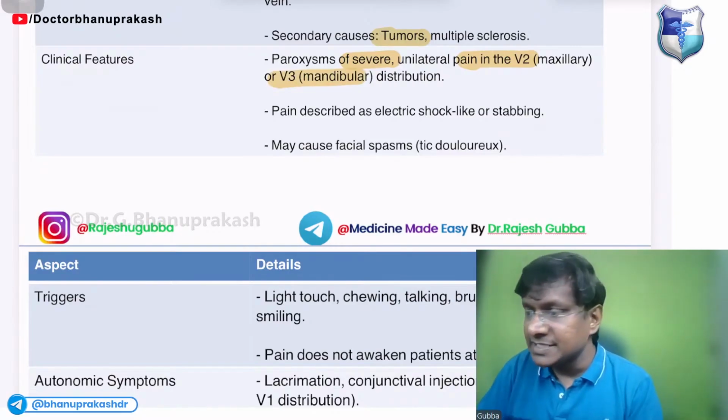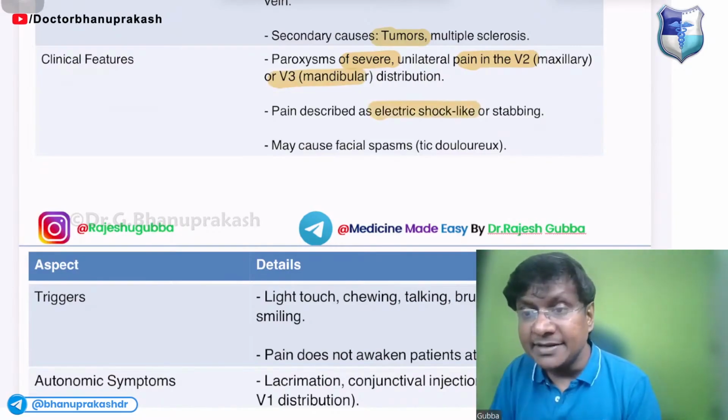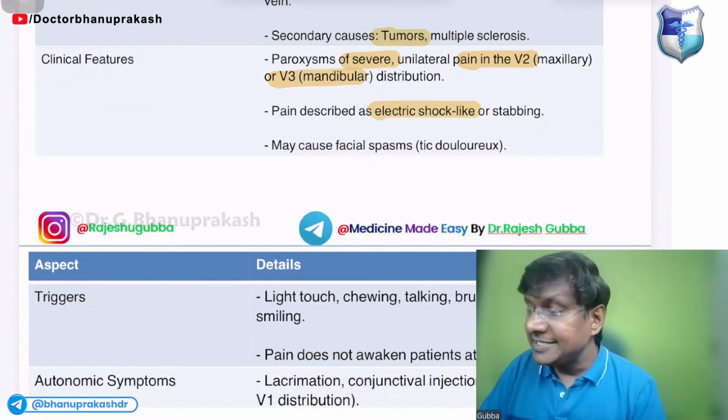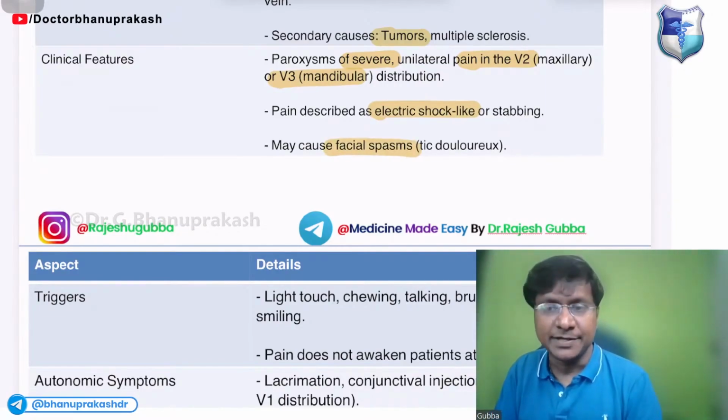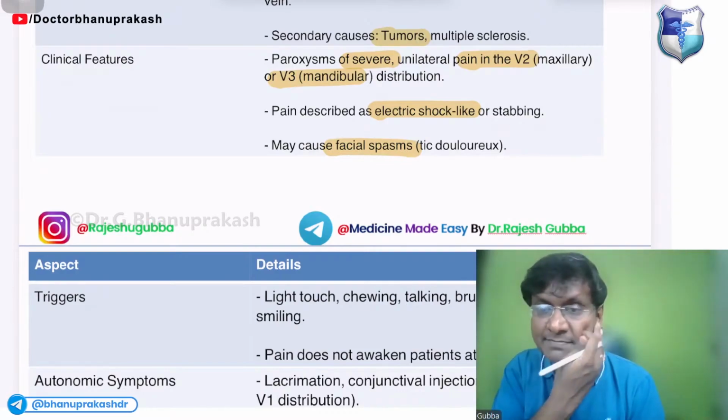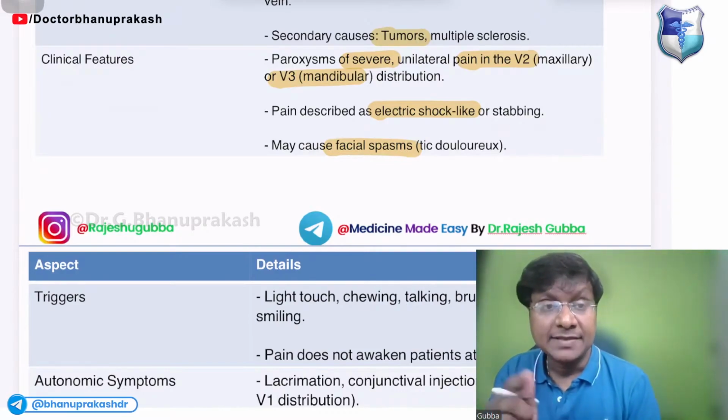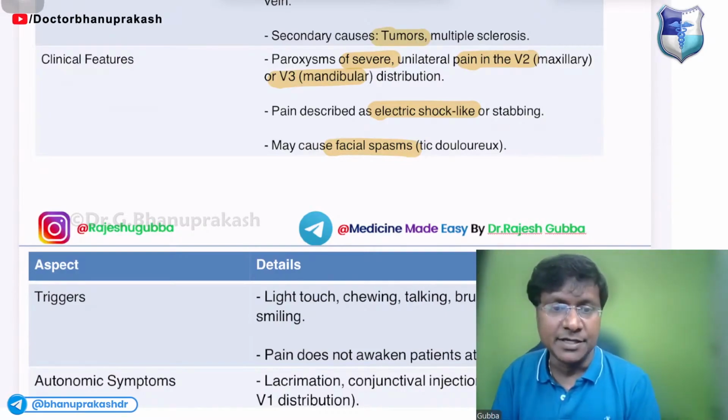And the pain which is being described by the individual is like an electric shock-like sensation. And these patients will have facial spasm due to the motor involvement of the trigeminal nerve. And if there is facial spasm, we call it tic douloureux. There are some triggers for the development of trigeminal neuralgia.